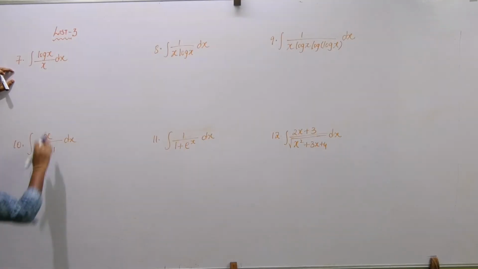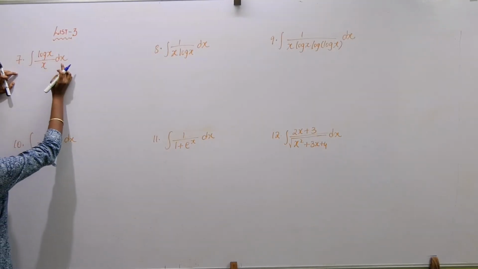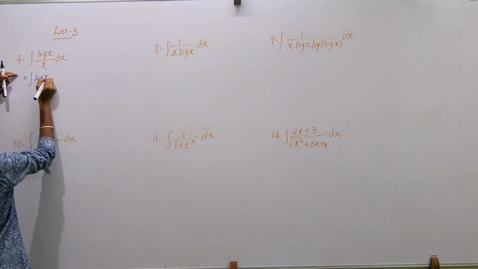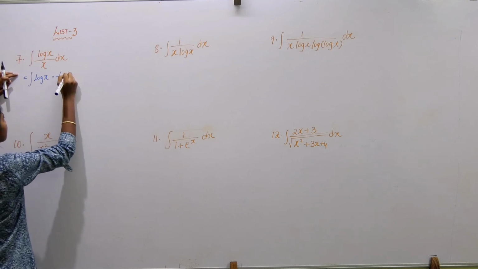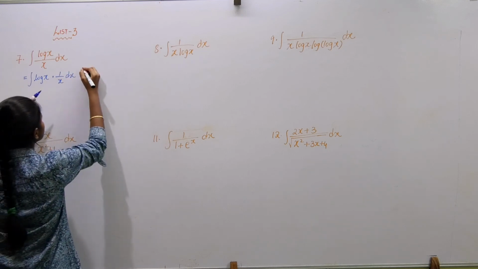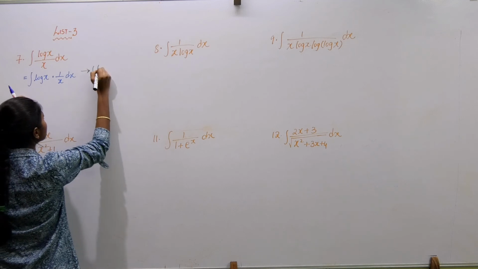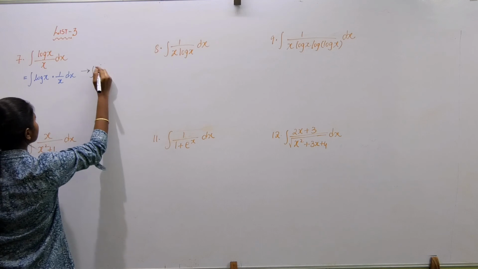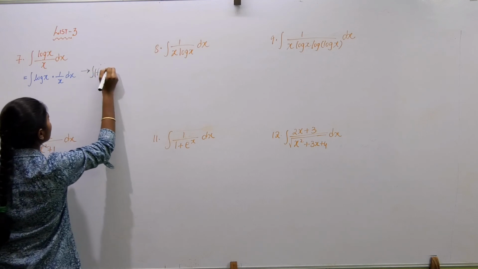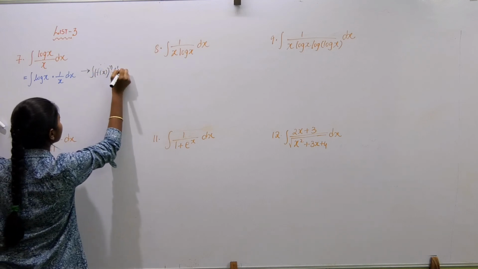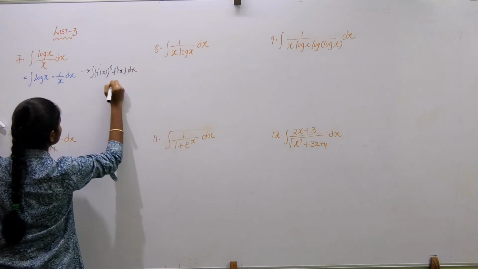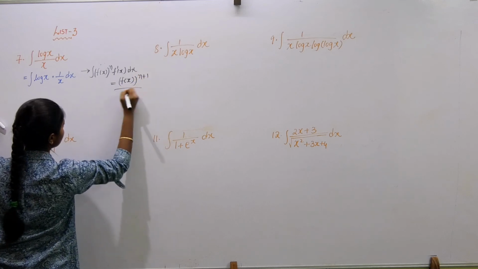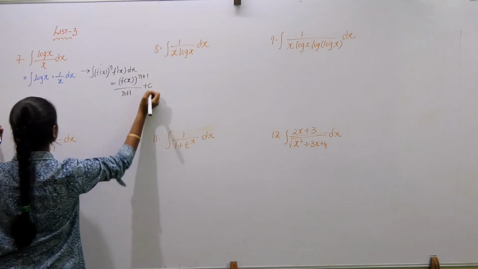Next, seventh question. Integral log x by x dx. We can write this as integral log x into 1 by x dx. Now this is in the form of integral f of x whole power n into f dash of x dx. It is equals to f of x whole power n plus 1 by n plus 1 plus c.